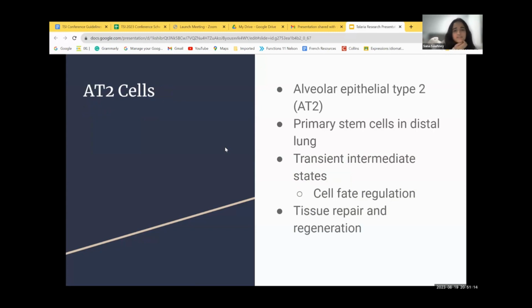Previous studies have identified the primary stem progenitors in the distal lung as alveolar epithelial cells, specifically the type 2 cells. So I'll refer to them as AT2 cells. Through transient and intermediate states, these AT2 cells undergo cell fate regulation, and understanding these cellular transitions has important applications to things like tissue repair and regeneration, which I will probably mention multiple times throughout this presentation.